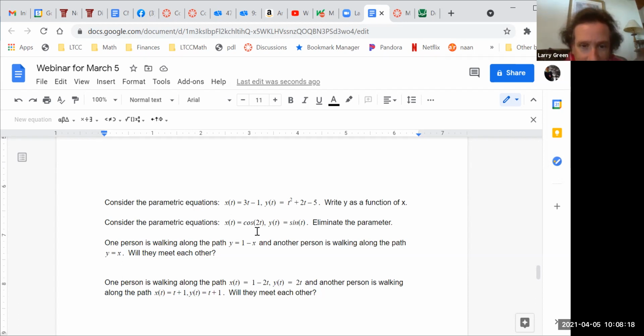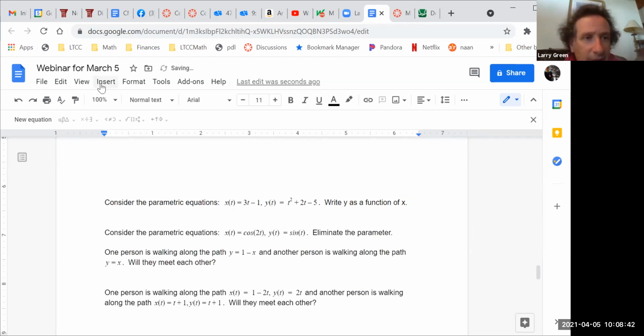Okay. What if we have x of t equals 3t minus 1, and y of t is t squared plus 2t minus 5? I want to write y as a function of x. I want to go backwards now. The hint is it's pretty easy in this case, because all I do is solve for t in whatever's easiest. And the first one's easiest. So I can add 1 and divide by 3.